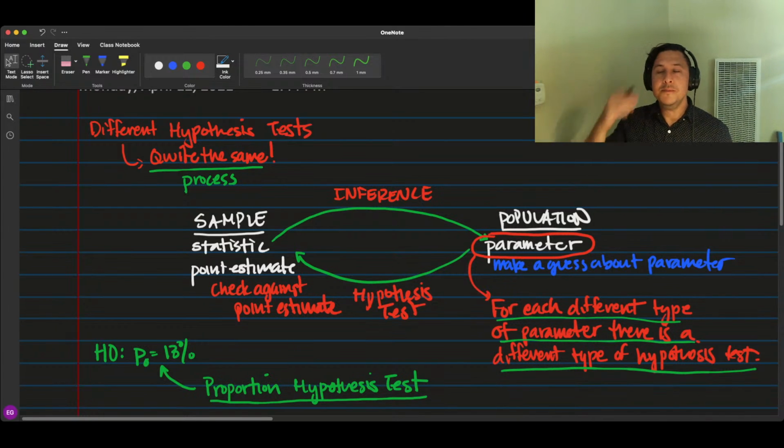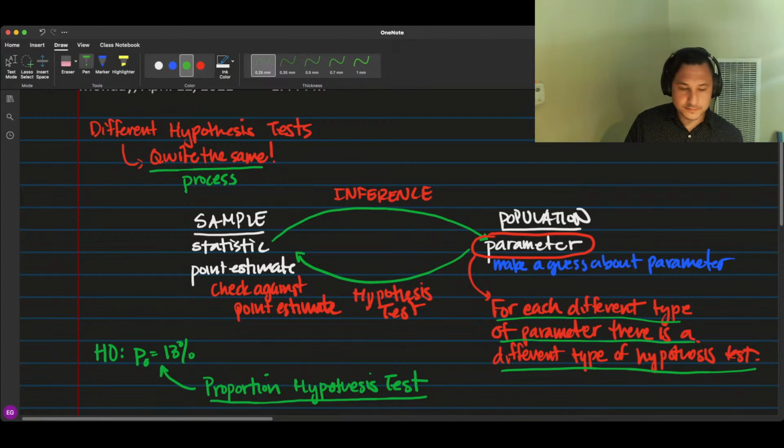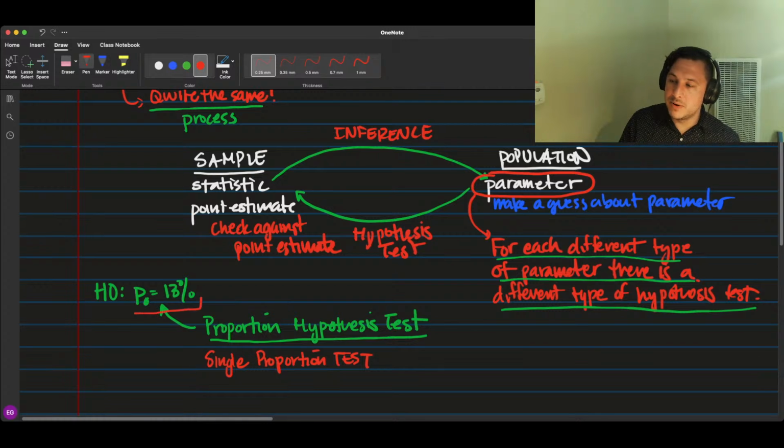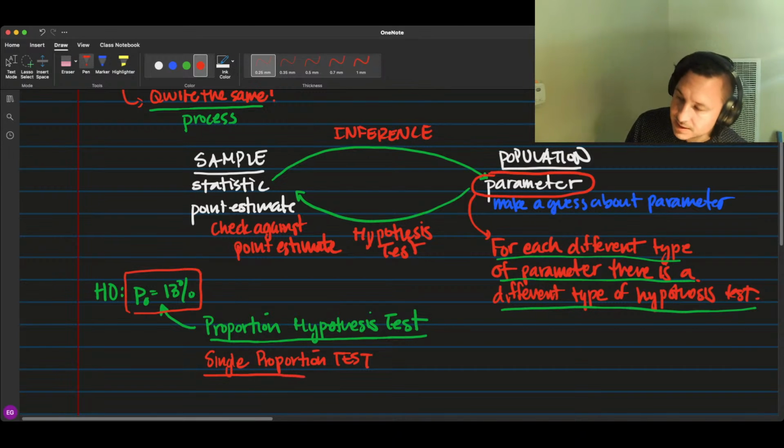It's weird. Okay. So without knowing it, we've been doing what is called the proportion hypothesis test. And actually, there's a more specific name for this. It is called the single proportion test. Because you see how you have one proportion that you're making a guess about. So that's why it's called a single proportion test.